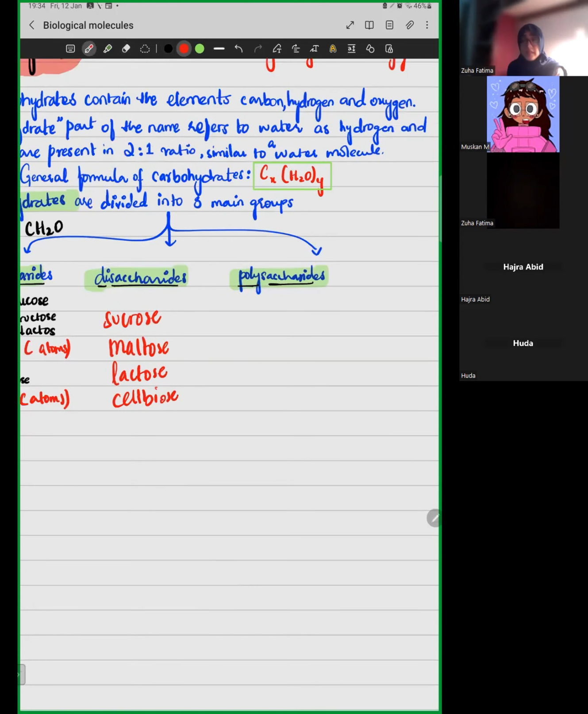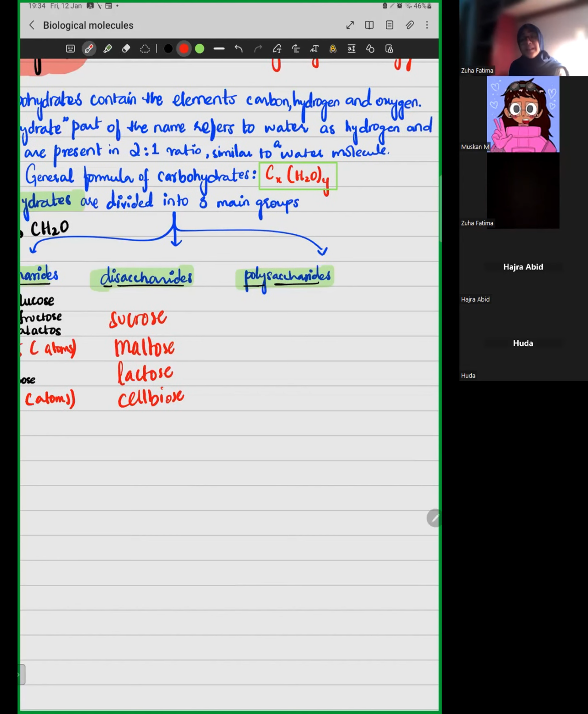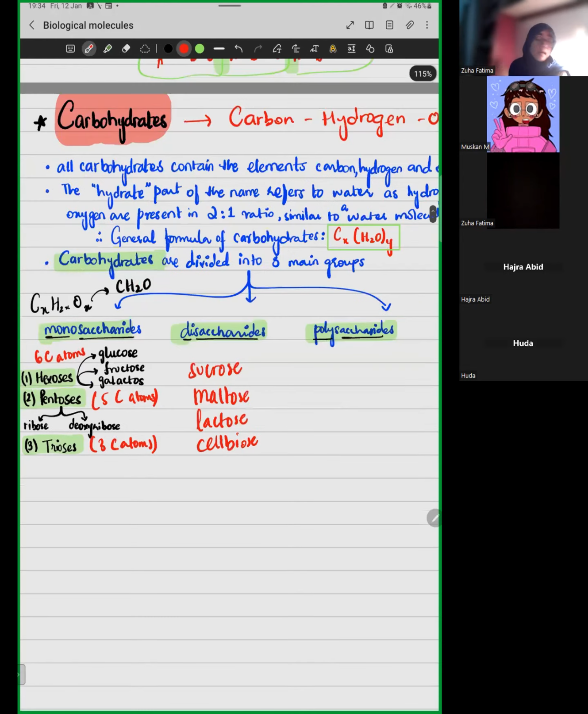And polysaccharides are made up of many units. In disaccharides, it is possible that the smaller units, the monosaccharides, are different. For example, sucrose is formed when a glucose and a fructose molecule, these two monosaccharides, combine together, lose one water molecule, and that gives us a sucrose molecule.